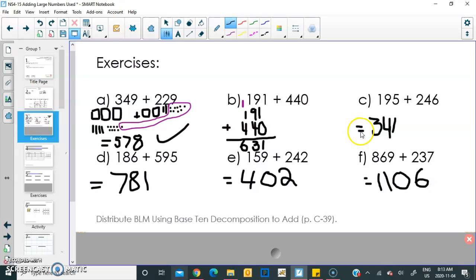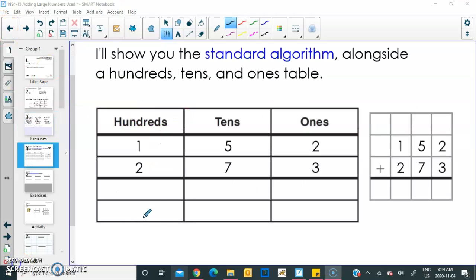Now for C, you should have gotten 341. For D, 781. For E, 402. And for F, 1,106. Okay? Now, if you were like, oh, Miss Hollinger, I don't actually remember how to do the standard algorithm, that's okay. Let's do it together using this chart, okay?